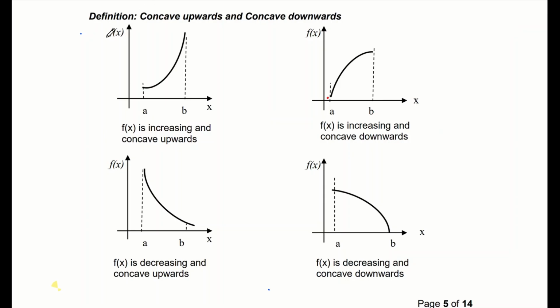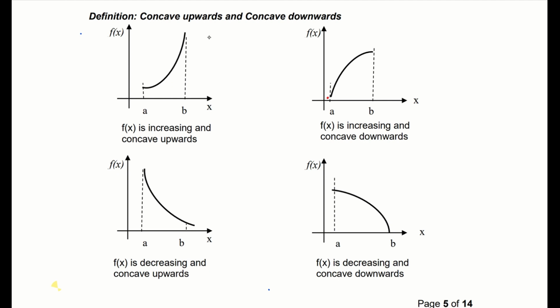Now we will continue with the definition of concave upward and concave downward. Take a look at the graph below. For the first graph, we will see that from point A to point B, the function f(x) is increasing. And what about the concavity? The graph is concave upward.